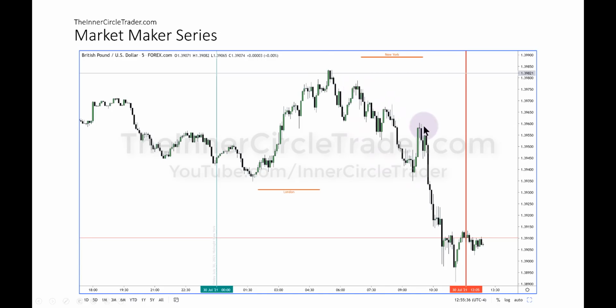Distribution, redistribution, below the original consolidation. Boom, market maker sell model. Where's it trade to? The old objective we had all week as a buy side liquidity pool.